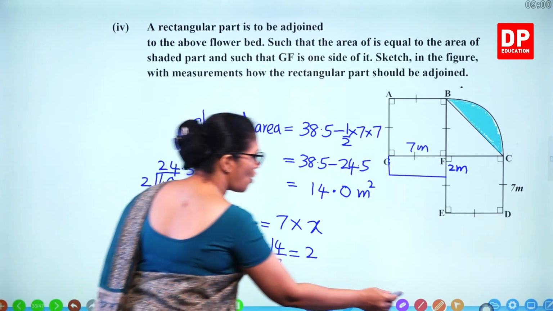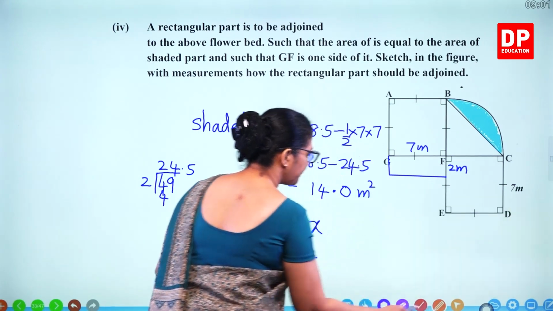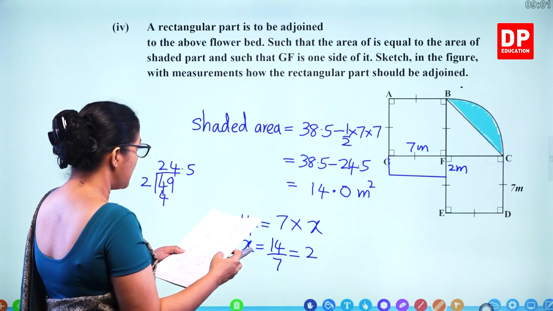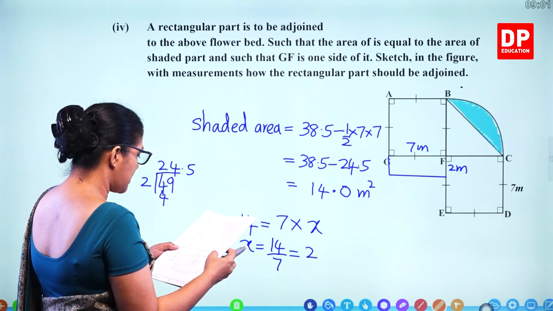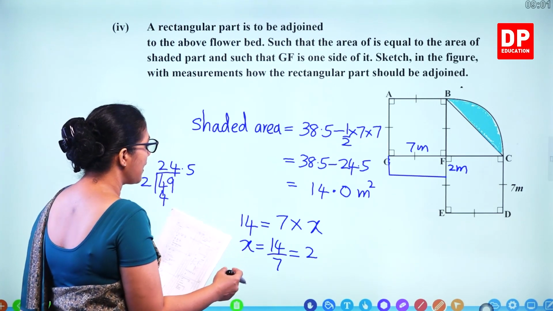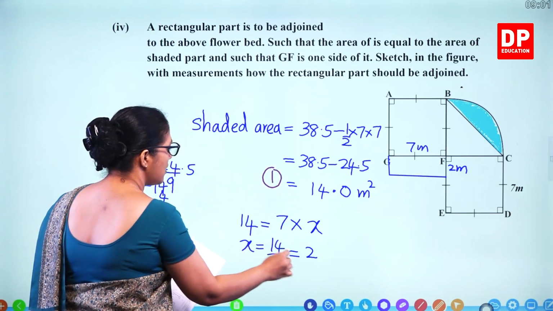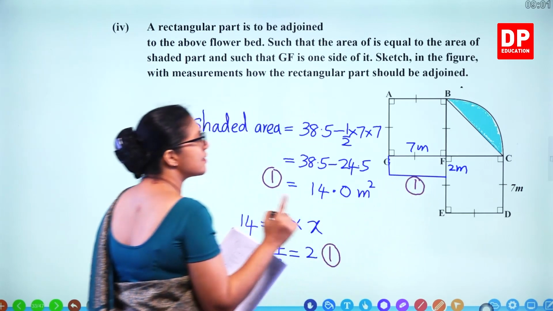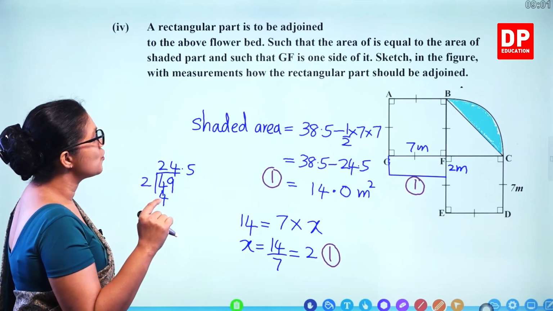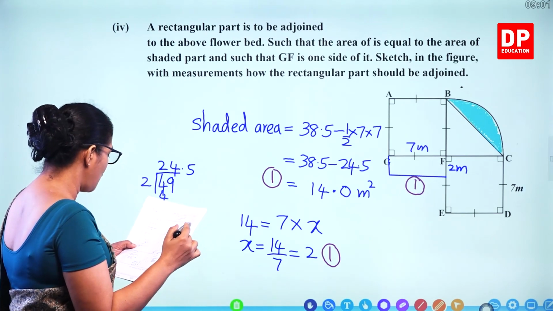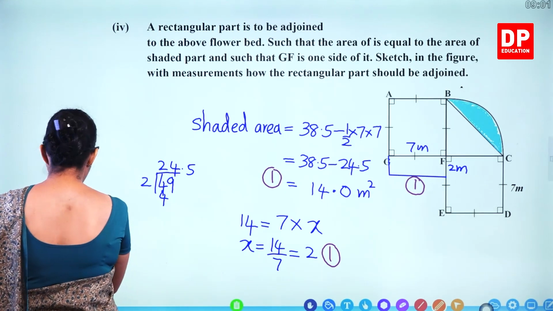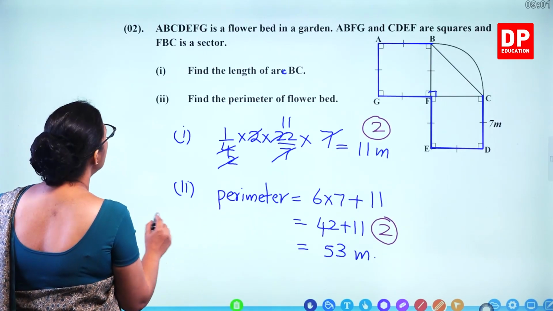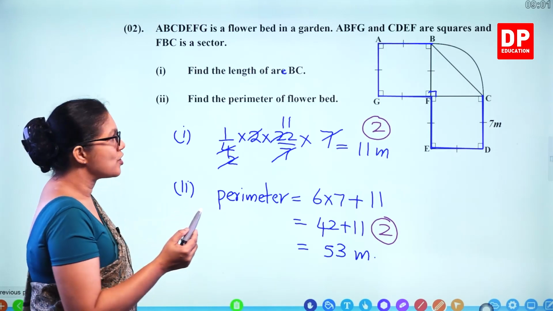So how many marks for that step? You get 2 meters. For the fourth one, that's 3 marks. Calculating this one, 1 mark, finding this breadth, 1 mark, and marking the correct shape here, that's 1 mark. So 3 marks for this part. So altogether we'll say 3, 3, 6, 6 and 4, 10 marks for the whole question.